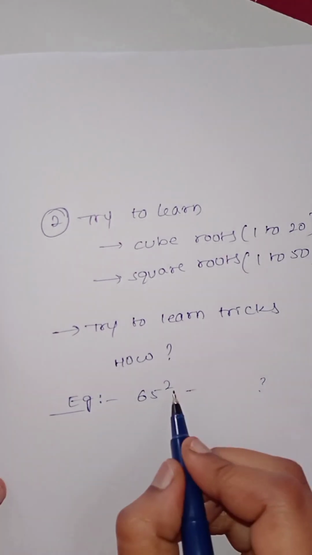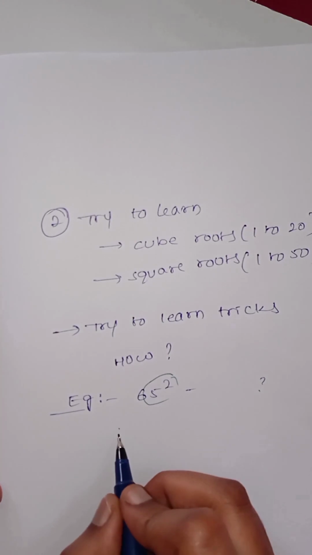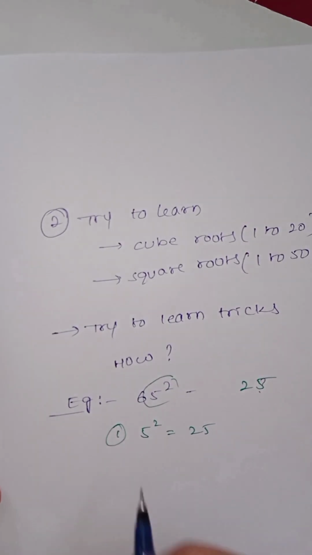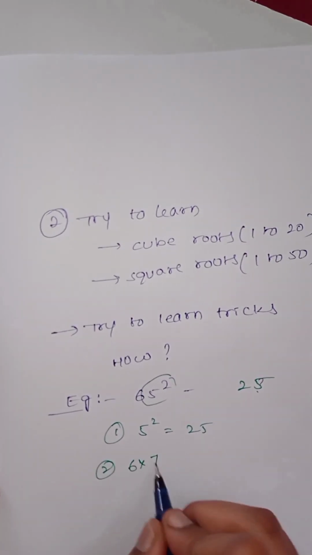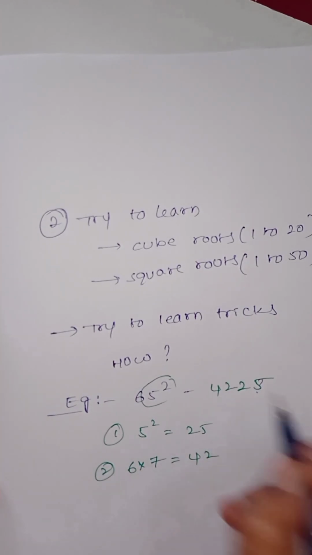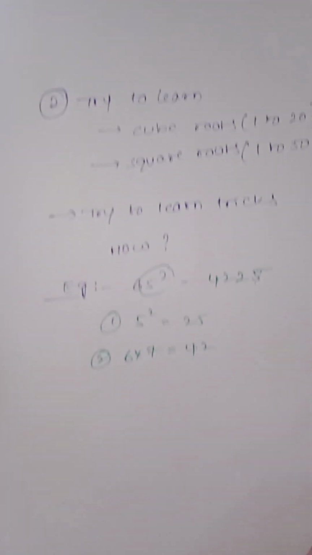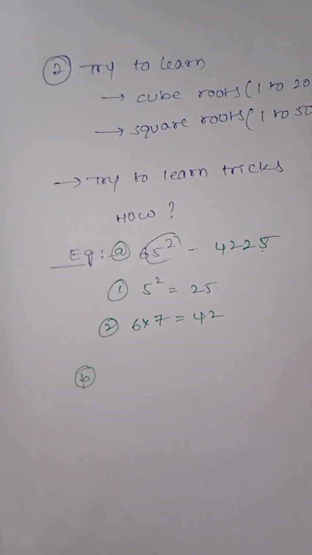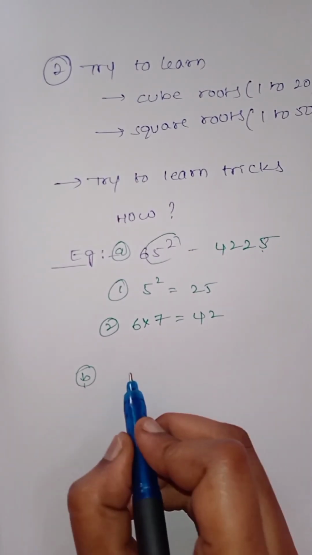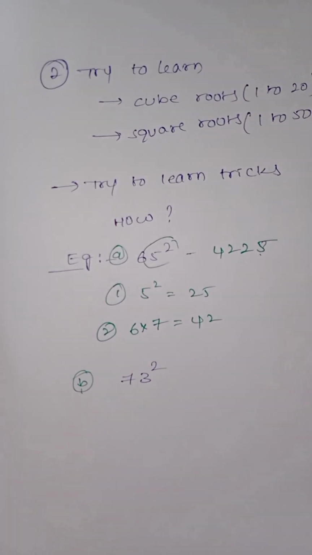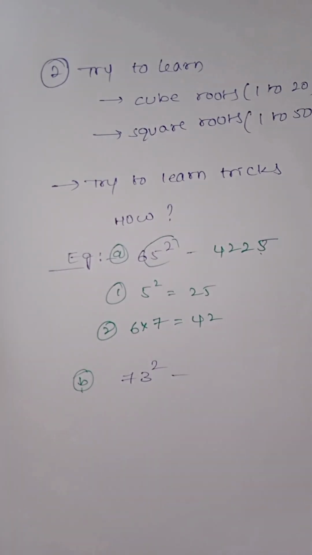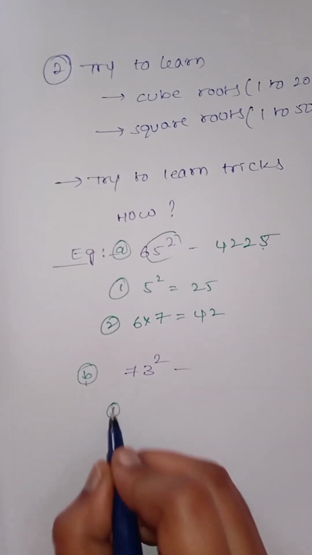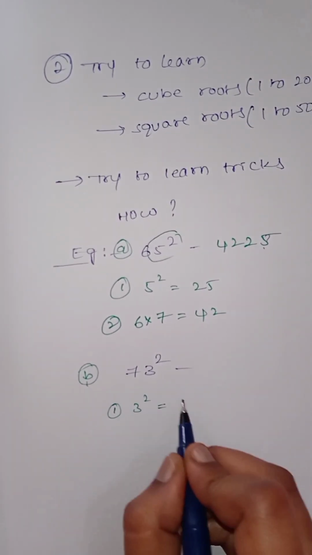We learn only squares from 1 to 50. Then how can we solve 65 square? I will tell you. In step 1, take 5 square, which is 25, and write it at the end. Understand? And step 2, take your tens place value 6 and multiply it with the following number 7. We get 42, right? Put 42 on the left-hand side of the value. So this method is only applicable for numbers ending with 5. Understand, guys?